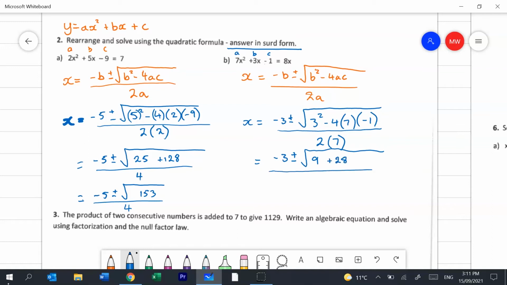All over 14. Nearly there: minus 3 plus or minus the square root of 9 plus 28, which makes 53, all over 14, and that's my final answer.